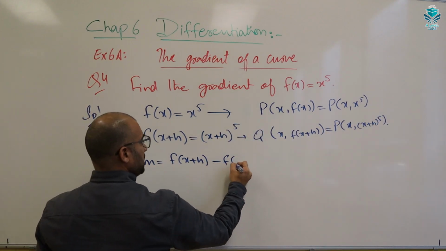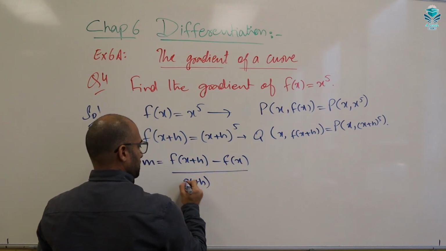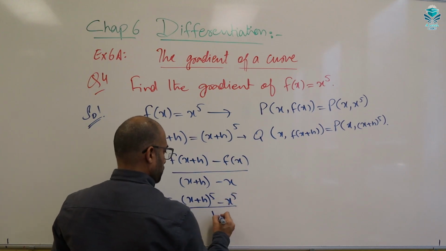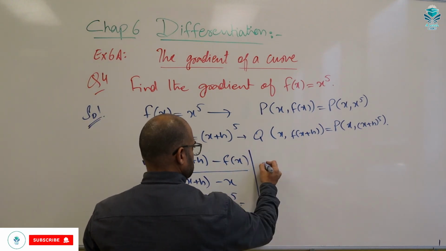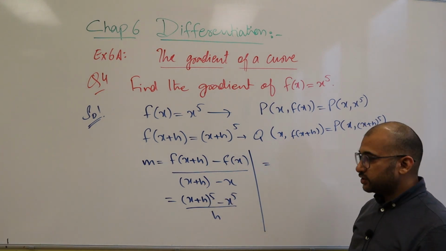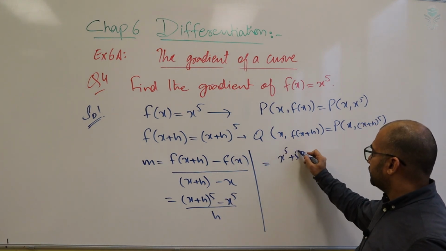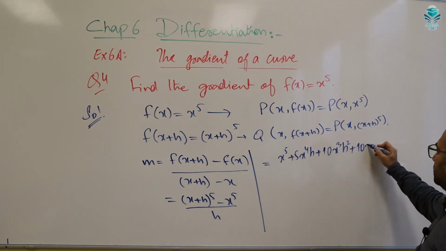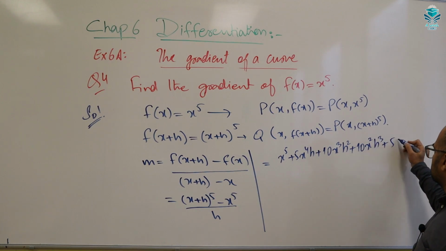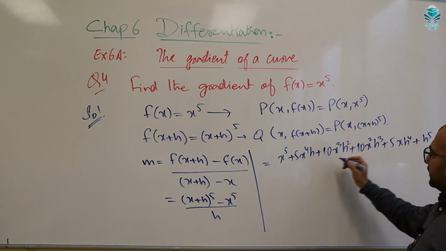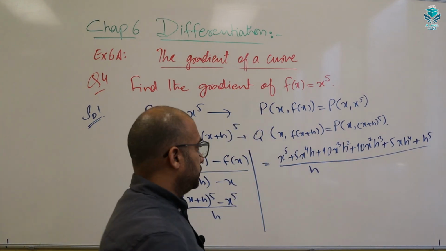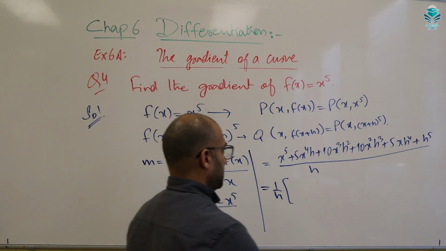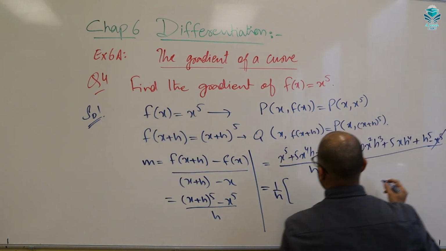So you have y2 minus y1 over x2 minus x1, which is over h. You can write from here, opening with the help of the binomial expansion, you will get x5 plus 5x4h and further terms, divided by h. So you can write it as 1 by h times f of x plus h minus f of x, which is minus x5. The x5 terms will cancel.